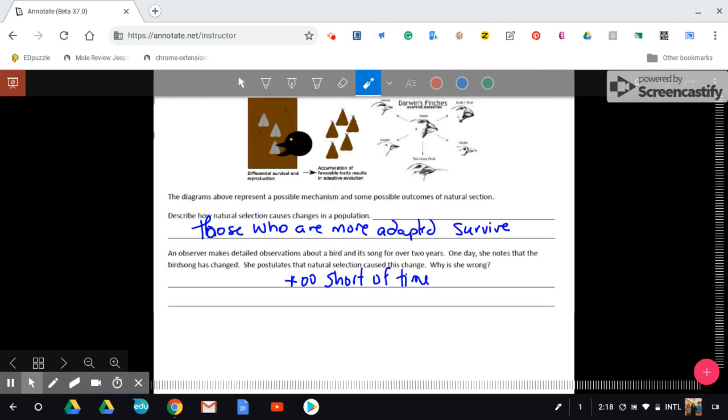Okay. So in terms of natural selection, how do we see changes in a population? Those that are more adapted are going to survive. That's what natural selection is all about. Suppose an observer made detailed observations about its birds and their song over the past 2 years. One day she noticed that the bird song had changed. She postulated that natural selection caused this change. Why is that wrong? It's too short of a time. Natural selection takes place over long periods of time. It doesn't happen in a year or 2 years.